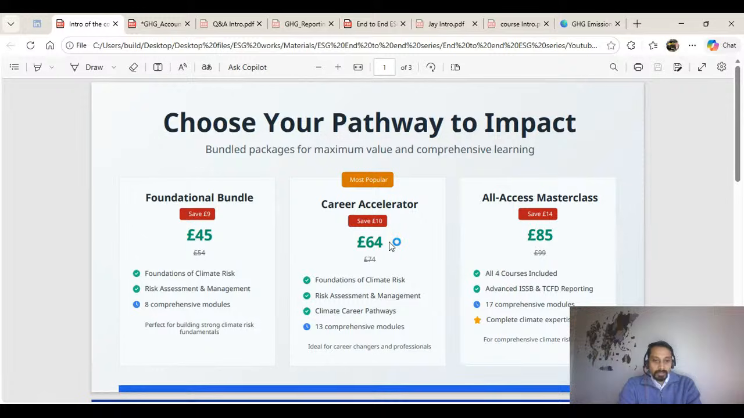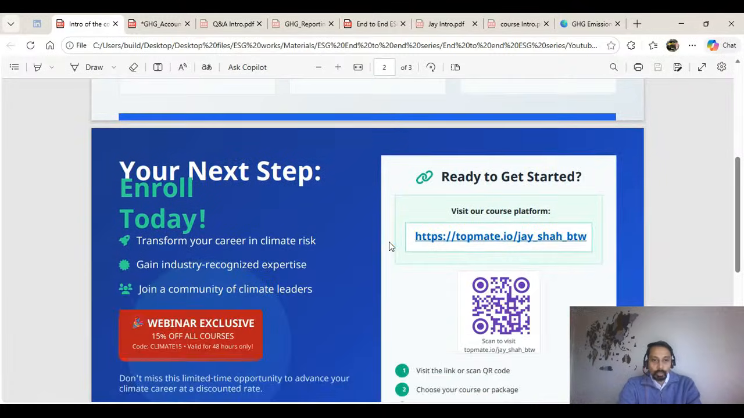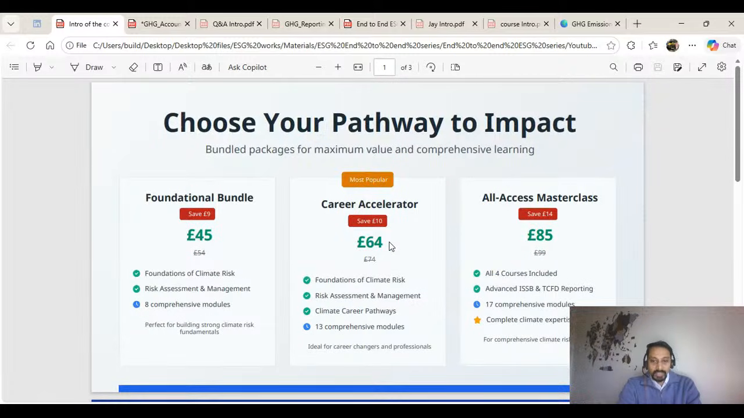So that is a very good starting point if you are interested in climate risk assessment.